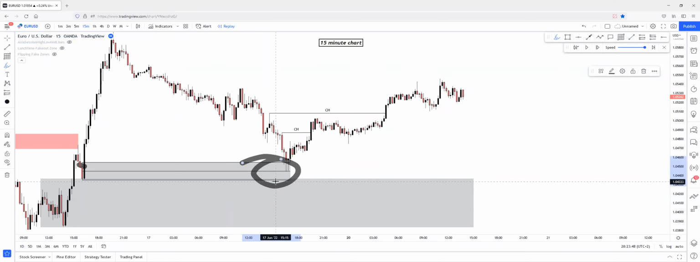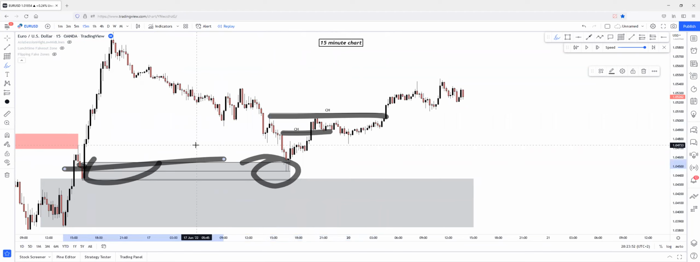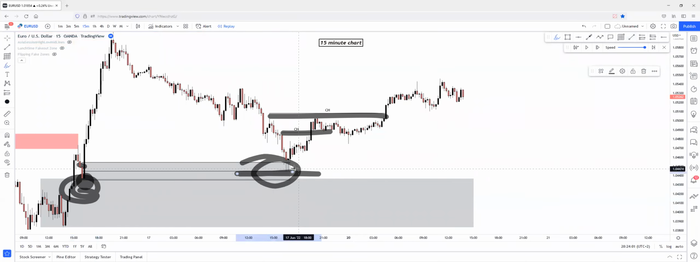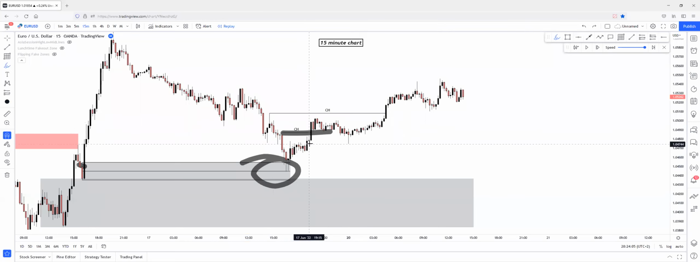Technically not, but right now, still, there was a 15-minute confirmation, so we will consider this as a 4-hour zone because it's still in the 4-hour zone. The end of this zone is inside of the 4-hour zone, and after the mitigation of the zone, a strong 15-minute change of character has happened. So the fractal confirmation is currently happening.